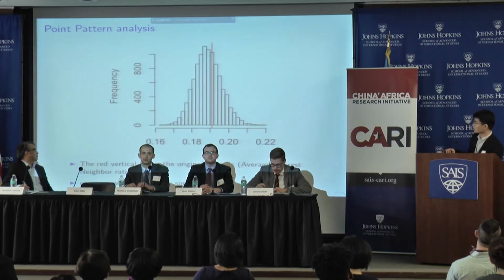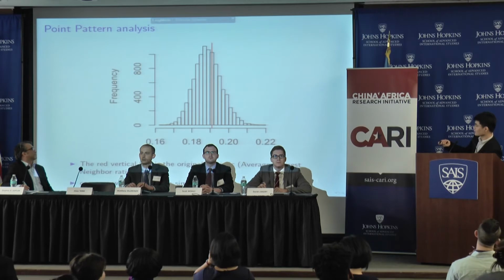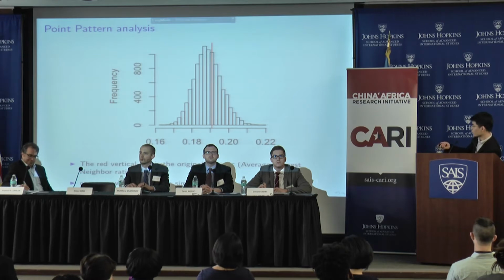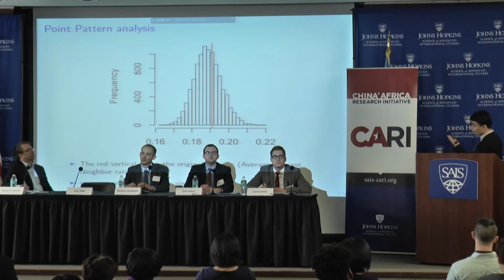But this is what we got. The histogram is the statistic of the simulations. It's 1,000 simulations. The red vertical line is the original statistic we get from the given point pattern of aid and mineral resources. Actually, we see the red line is very close to the average of the statistic we get from the random samples.